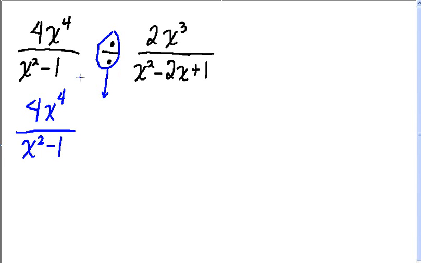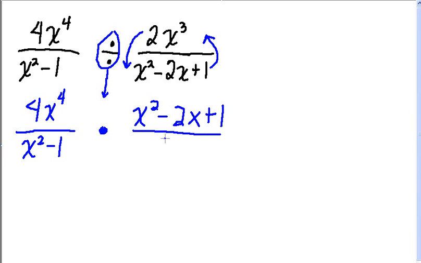So what I'm going to do now is my first term stays exactly the same, but instead of dividing, I'm multiplying, and now I have to take the reciprocal of the second term. Remember, when we take a reciprocal, the top moves to the bottom, and the bottom moves to the top. So now, instead of dividing, I'm going to multiply by x squared minus 2x plus 1 in the numerator, and 2x cubed in the denominator.